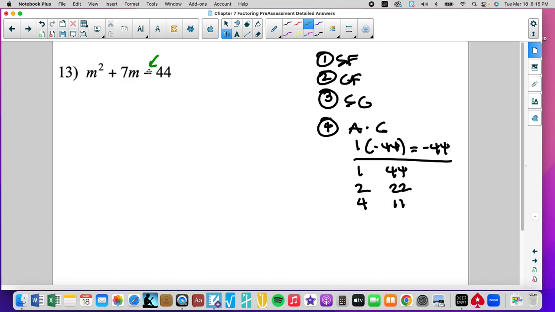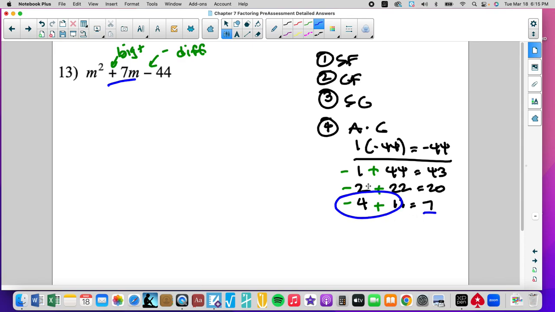My sign, if I look to this sign, if it's negative, that means it's different. Signs are different. And the bigger is positive. So bigger is positive, bigger is positive, bigger is positive. And this gives me 43, this gives me 20, this gives me 7. Which one is equal to my middle? 7. So I'm going to take negative 4 and 11. Actually, it wasn't a very good. There we go.